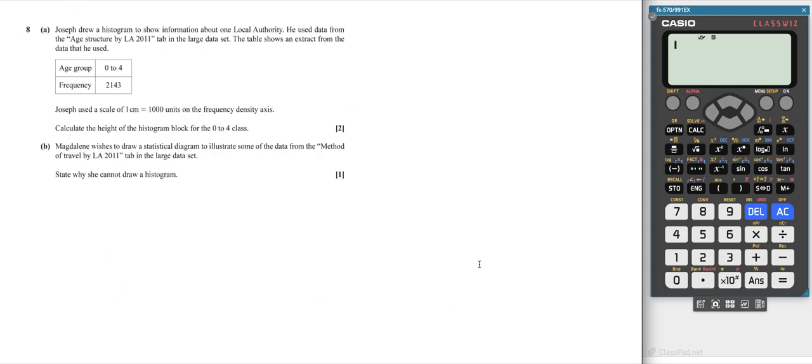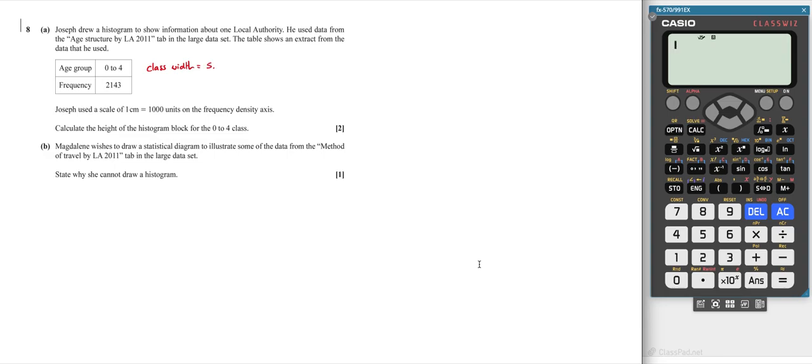Joseph drew a histogram to show information about one local authority. He used data from the age structure by LA 2011 tab. He used a scale of 1 centimetre equals 100 units on the frequency density axis. Calculate the height of the histogram block for the 0 to 4 class. So the important thing here is that you recognise that the class width is not 4 take away 0 because it includes 0, so my class width is 5.